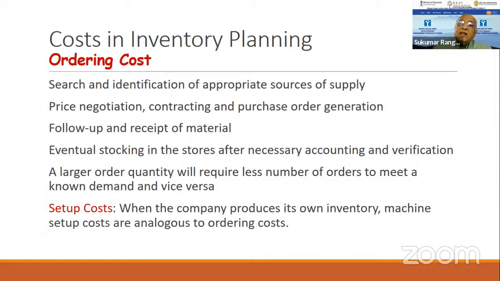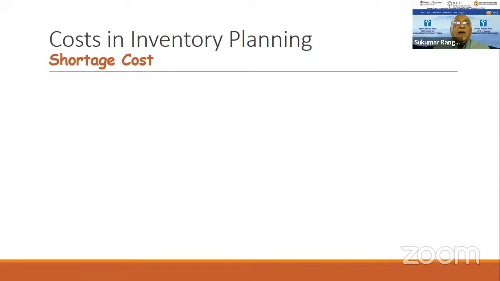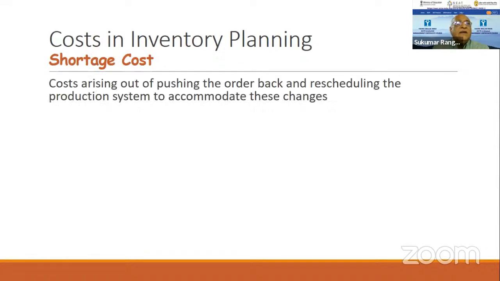Setup costs. Suppose some of these parts or some of the accessories are made in-house. Now you may not have a separate assembly line for that, and you may need to set those up, so these costs are similar to the ordering costs. So cost of carrying and cost of ordering are fundamentally two opposing cost structures in inventory planning. When one decreases, the other increases, basically.